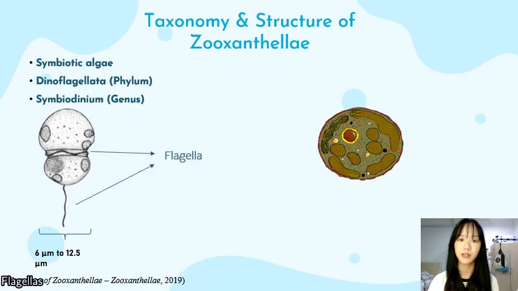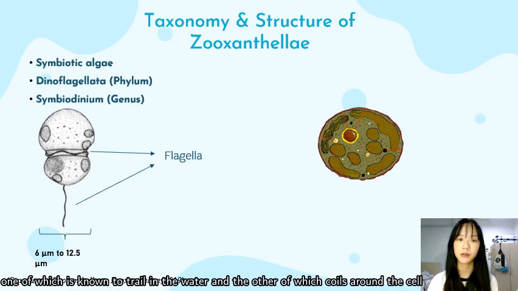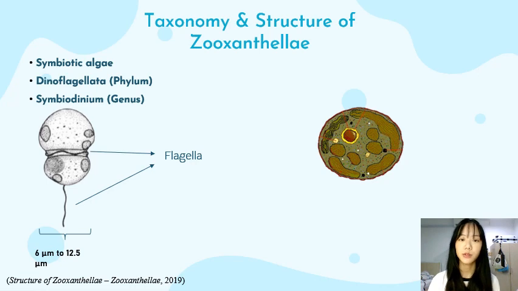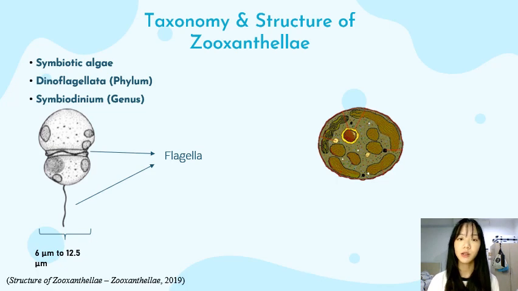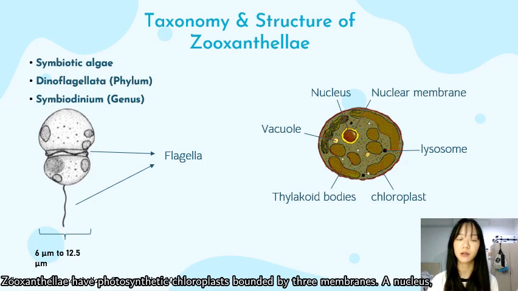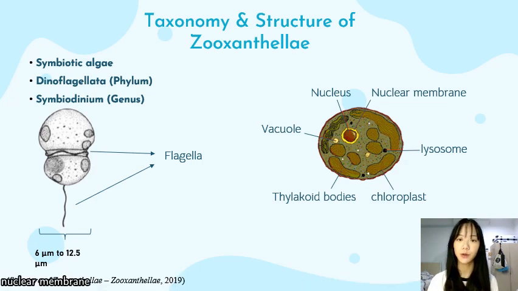Zooxanthellae have 2 flagella, one of which is known to trail in the water, and the other of which coils around the cell. When Zooxanthellae enter a host, their flagella drop off, and this phase is known as the coccoid phase. To produce nutrients for the host, Zooxanthellae have photosynthetic chloroplasts bounded by 3 membranes. A nucleus, nuclear membrane, vacuole, lysosomes, and thylakoid bodies are also present in Zooxanthellae.